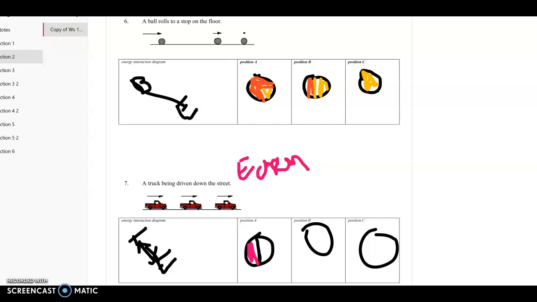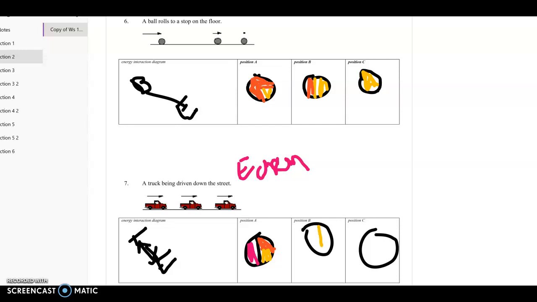And then if it's moving, it's going to be E-chem and E kinetic because it's moving. And here on this key that I'm looking at, I have thermal because the wheels are turning and so on. So I think you can make a case for having thermal here. I think it's probably a good thing. I mean, what truck is driving down the street without any friction? So sure.